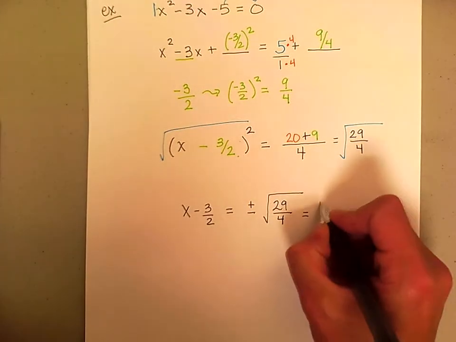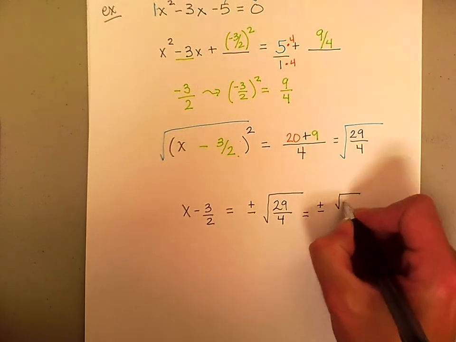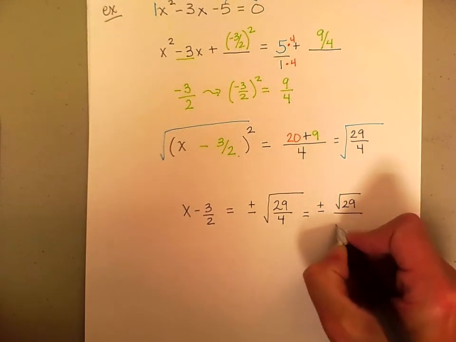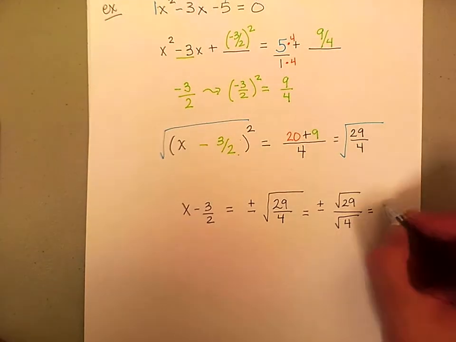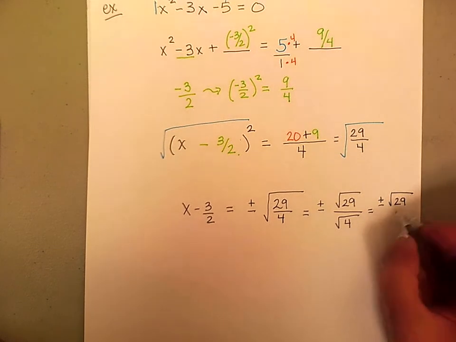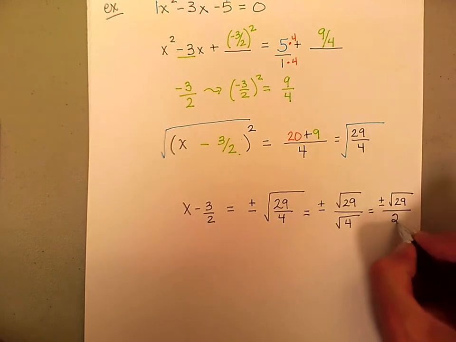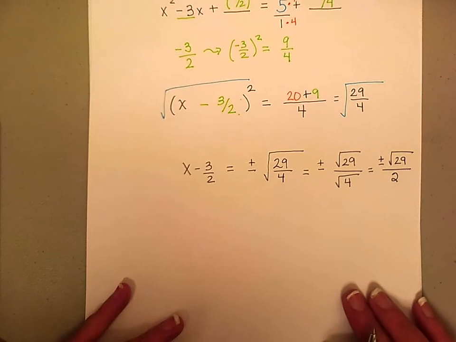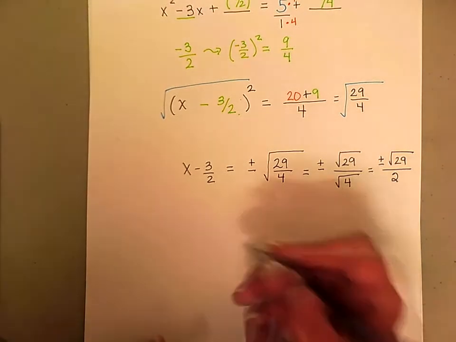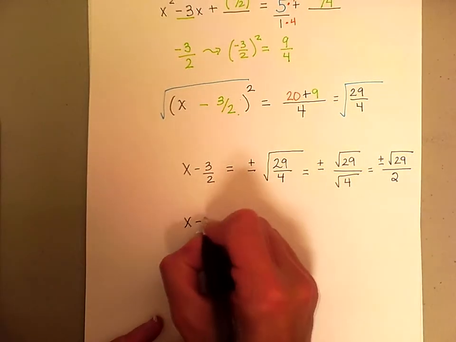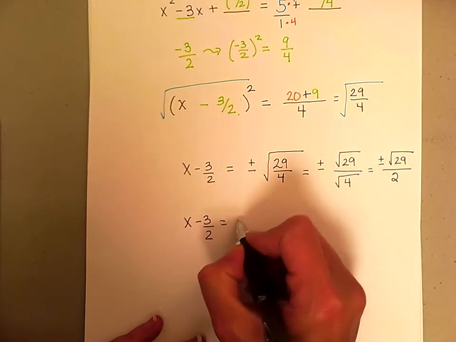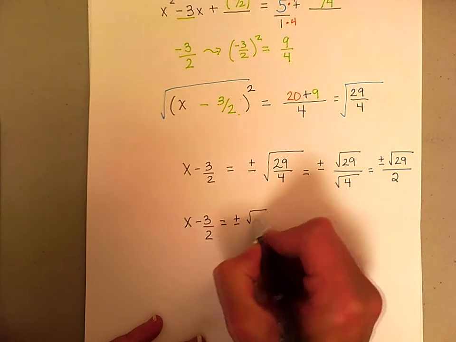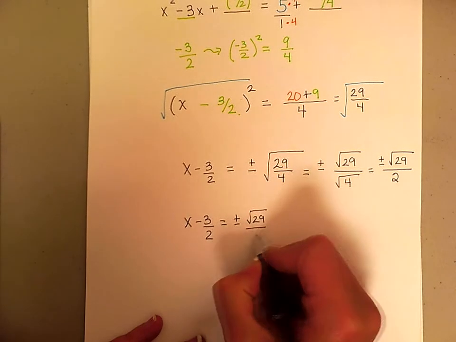And let's simplify this. This is plus or minus the square root of 29 over the square root of 4. And the square root of 4 is a perfect square, so this is plus or minus root 29 over 2. So let me just recopy that. Okay. So now we have x minus 3 halves is equal to plus or minus the square root of 29 over 2.